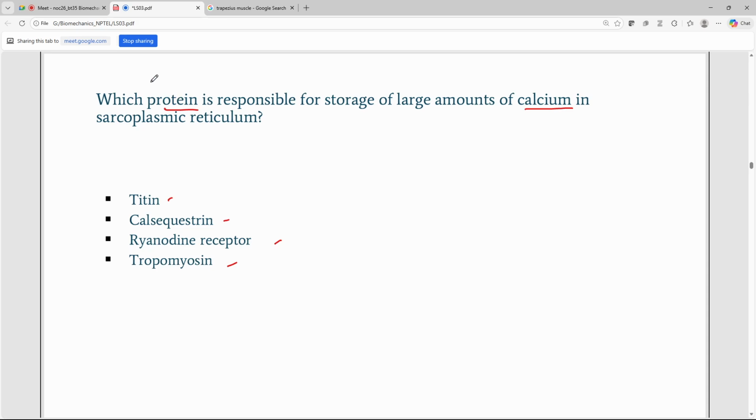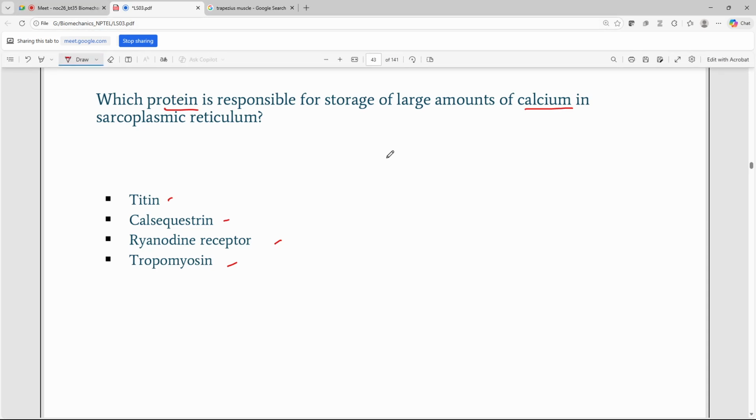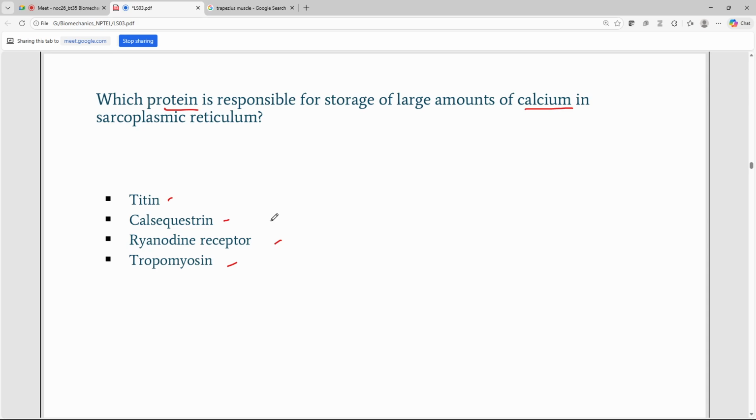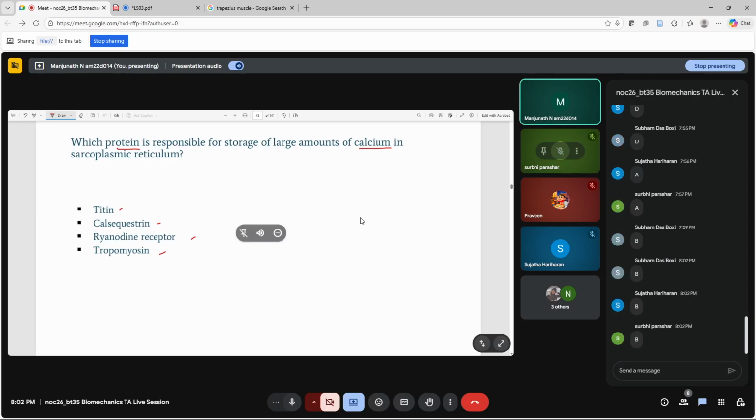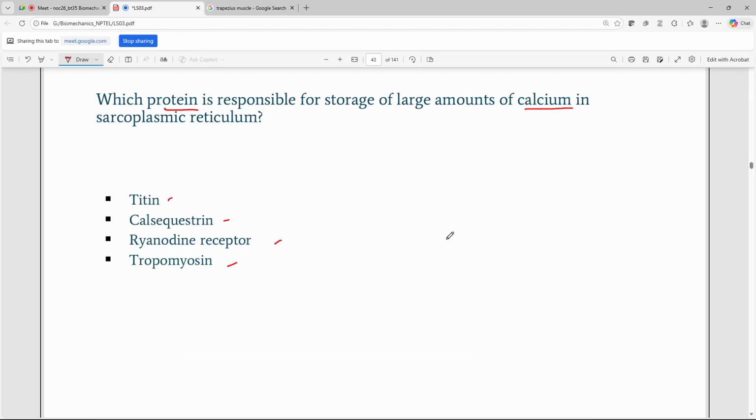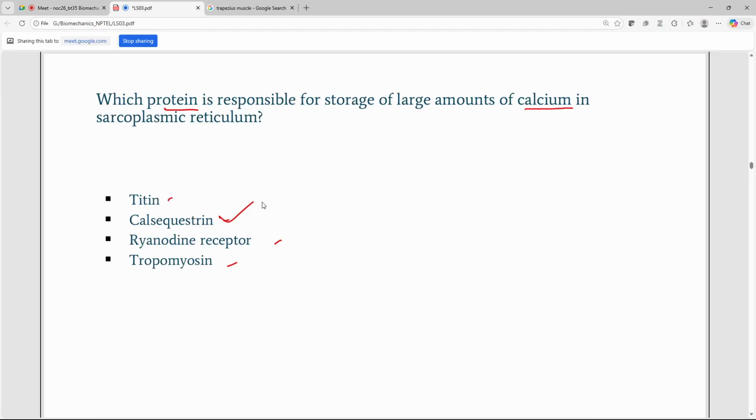But the options give it away. You can easily guess the answer. Which protein is responsible for the storage of a large amount of calcium in the sarcoplasmic reticulum? Yes, option B, that is calsequestrin.